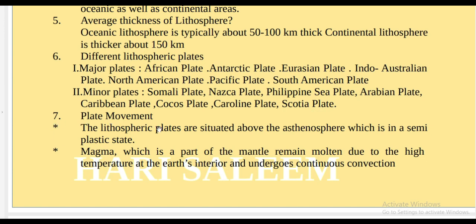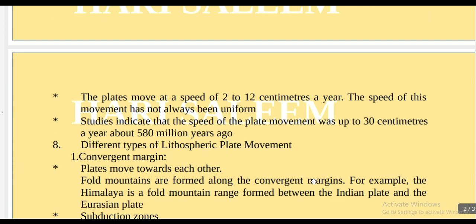Next, plate movement. The lithospheric plates are situated above the asthenosphere, which is in a semi-plastic state. Magma, which is a part of the mantle, remains molten due to the high temperature in the Earth's interior and undergoes continuous convection. The plates move at a speed of 2 to 12 centimeters a year.